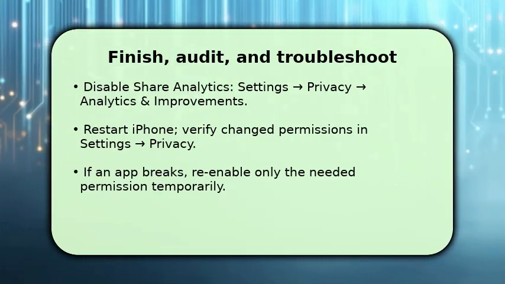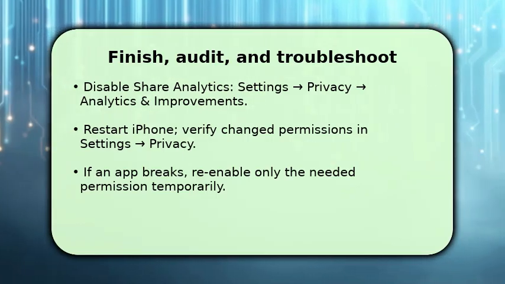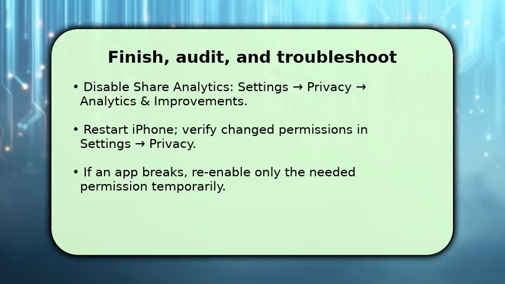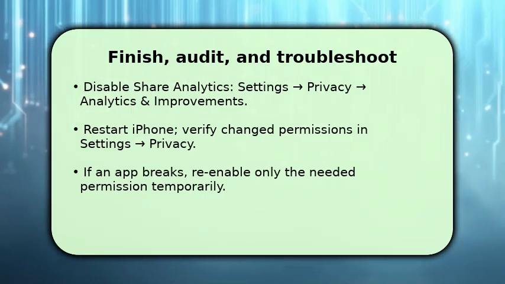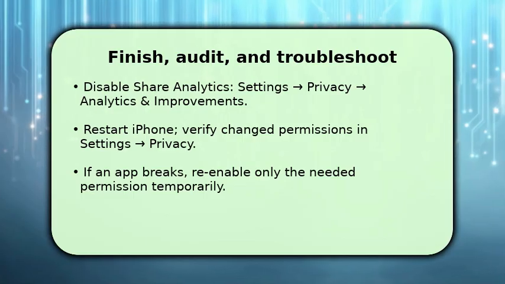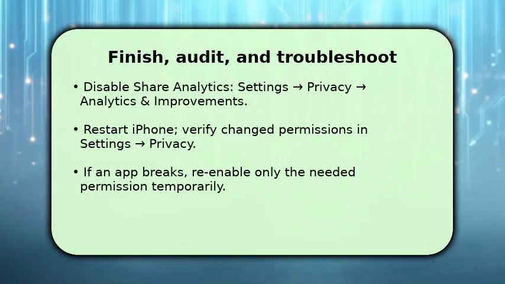Once done, restart the phone to ensure all permission states take effect, then audit each app in Settings > Privacy to confirm changes. If an app stops working after a revoke, re-enable only the specific permission required and test. This targeted approach fixes breakage without reintroducing broad data access.